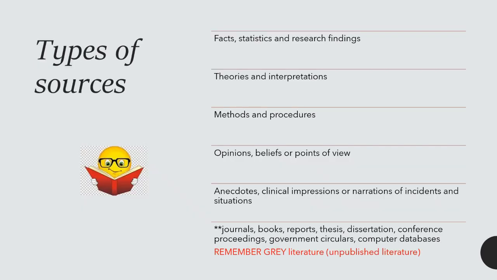Right at the beginning, we mentioned that there are different types of sources. So if we say we're doing a literature review, then we need to find literature. Where can we find literature, and which literature could potentially be used? Our sources could be facts, statistics, and research findings. We can use theories and interpretations. We can use methods and procedures.